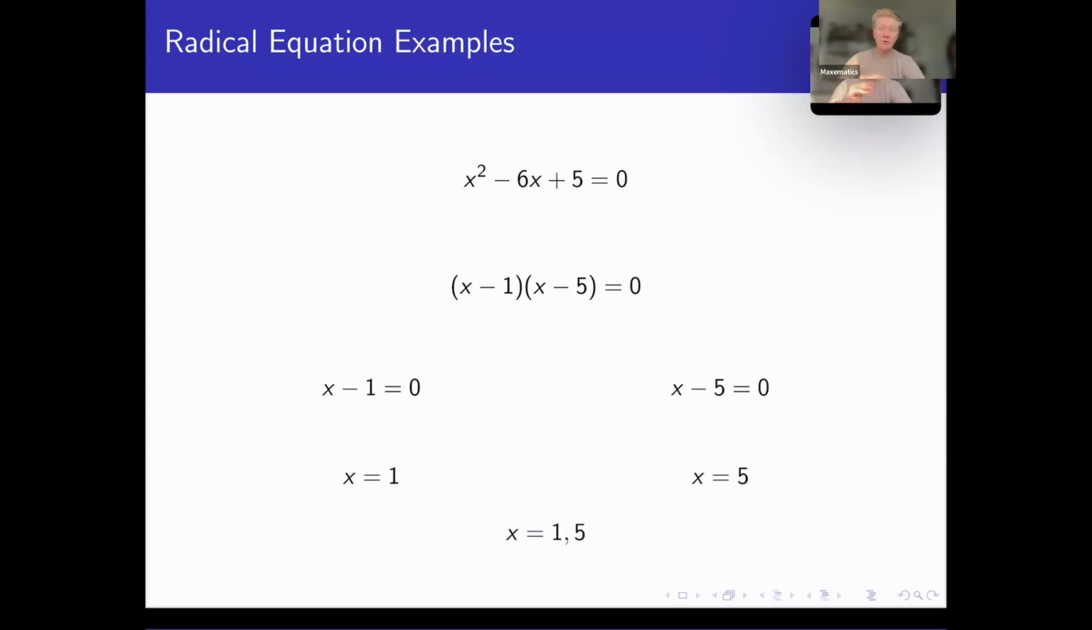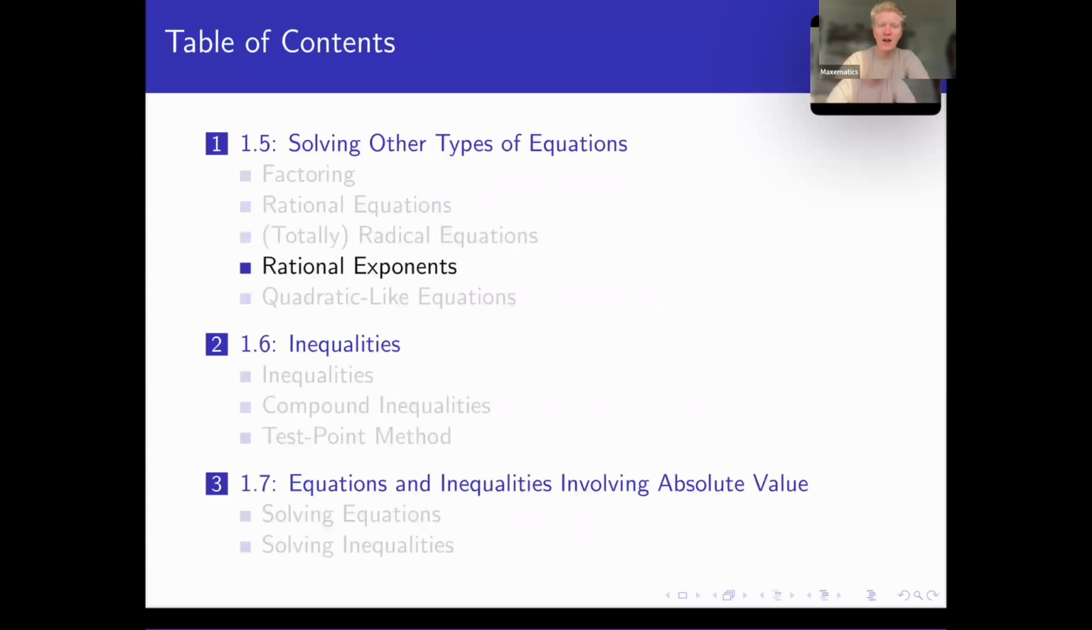So radical equations, not so totally radical as I had in the beginning. They can get kind of messy, but they end up kind of all being similar situations. All right, let's get out of radical equations and let's start talking about something a little different.